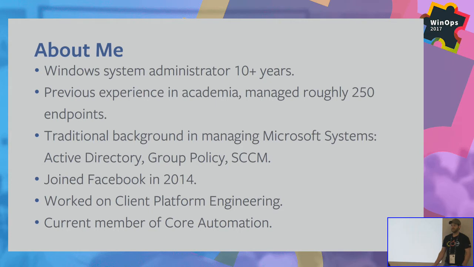Client Platform Engineering manages laptops, it manages mobile devices, and they have a great deal of scale to worry about. Currently, I'm a member of the core automation team. Our acronym is CAT. So that is a more holistic viewpoint of what our infrastructure is. Working on Client Platform Engineering, I'll refer to them as CP from now on. That was a good introduction to running stuff at scale for us.